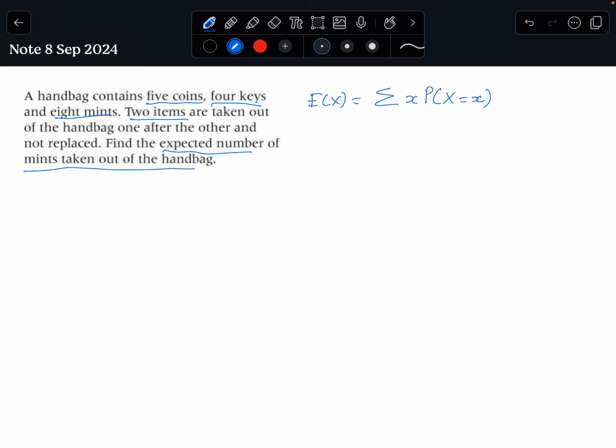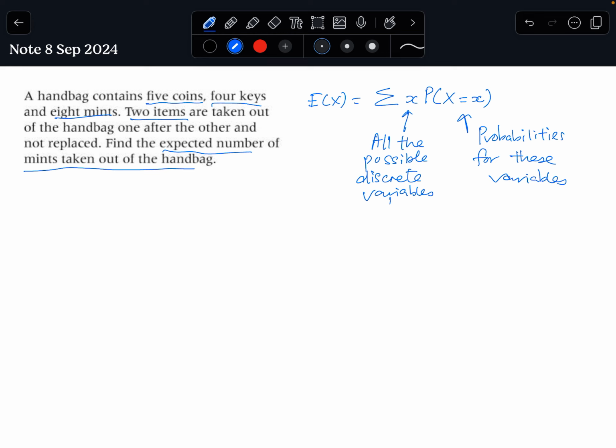Okay, but just bear in mind we need to find two things. We need to find all the possible discrete variables, and we need to find the probabilities for these variables as well. Okay, and what these variables are would be, generally we're looking at the number of mints from the handbag.